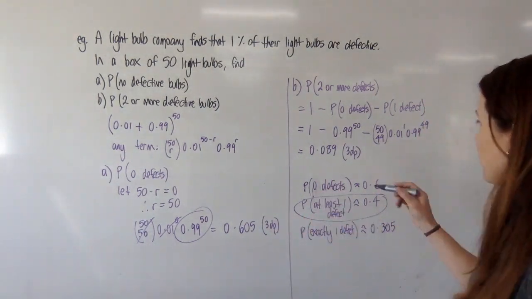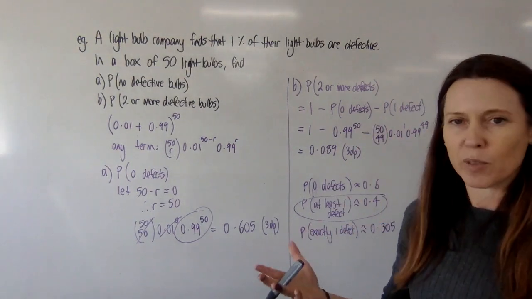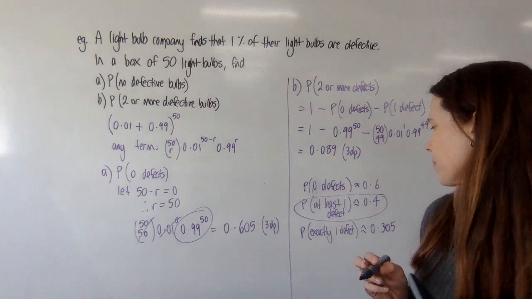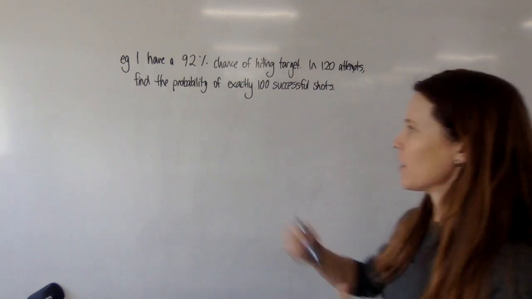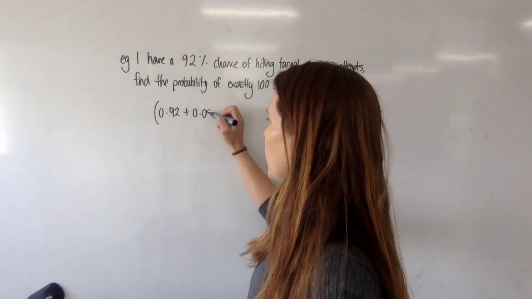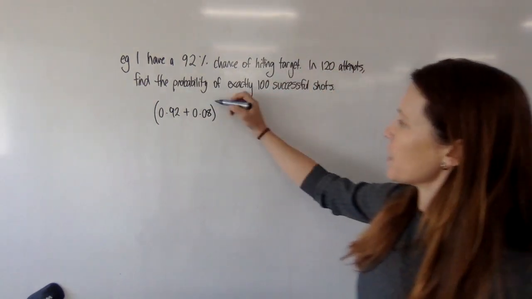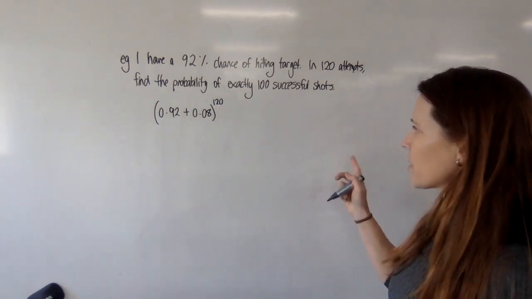And if you prefer to find each probability separately so that you can see that it makes some logical sense, then go ahead and do it, because that will help you spot your mistakes. Another example here: I have a 92% chance of hitting a target. So straight away I'm thinking it looks like this, where this is my success and this is my failure. In 120 attempts, so I need that here, find the probability of exactly 100 successful shots.